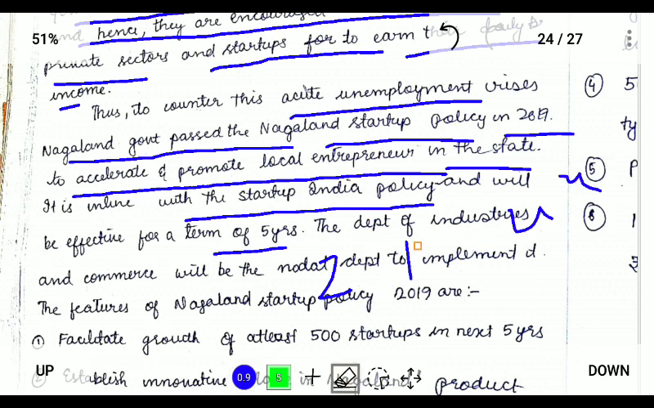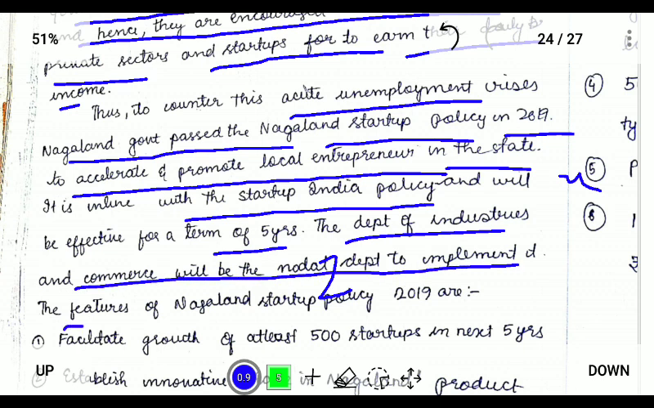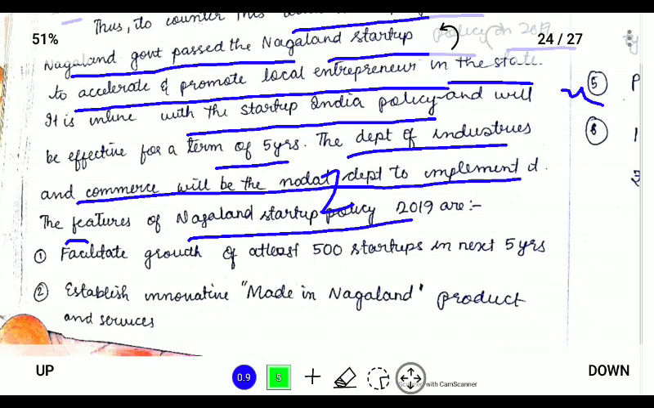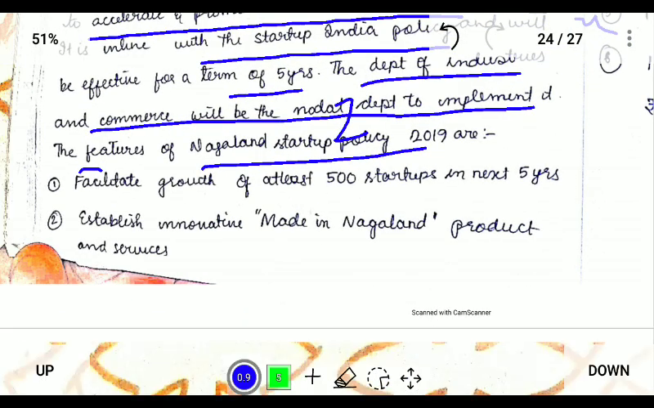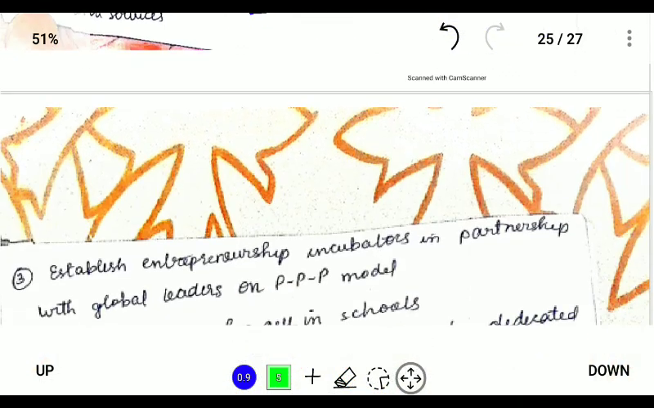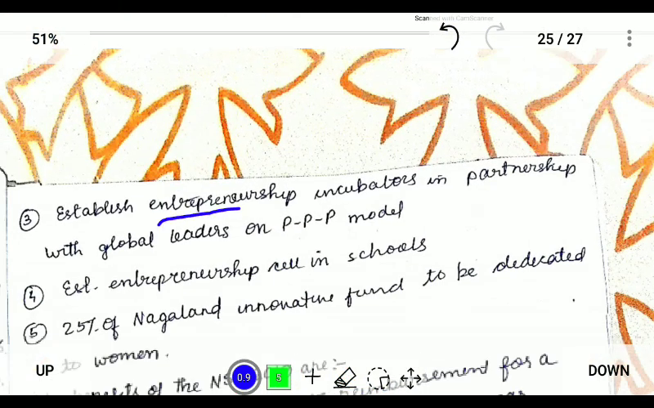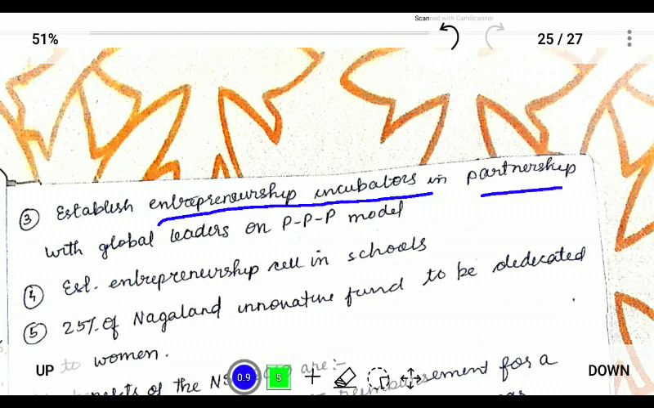And the Department of Industry and Commerce will be the nodal department to implement this. And the key features of the Nagaland Startup Policy 2019 are to facilitate the growth of 500 startups in the next 5 years. That is, help 500 startups to grow and encourage made in Nagaland with innovative products. Establish entrepreneurship incubators in partnership with global leaders on a public-private partnership model.